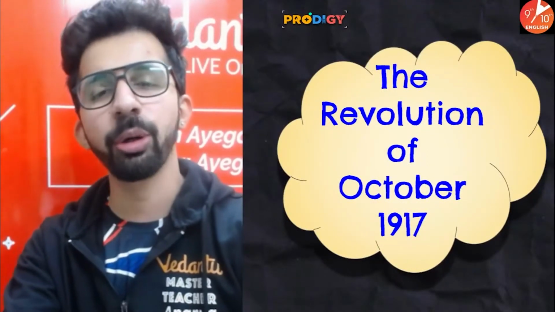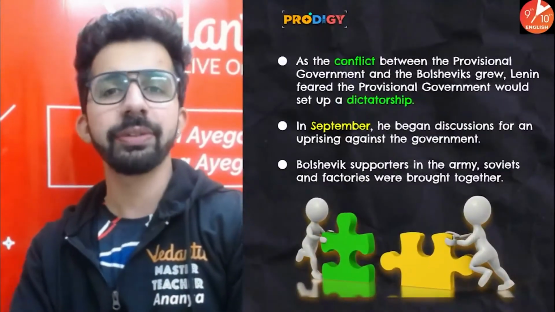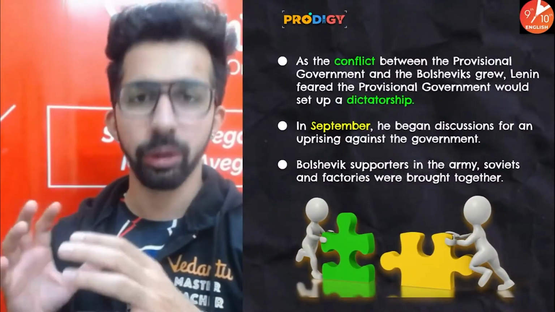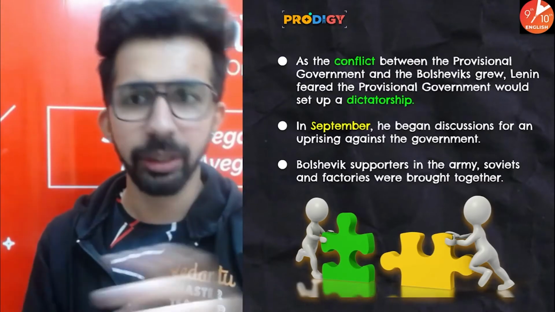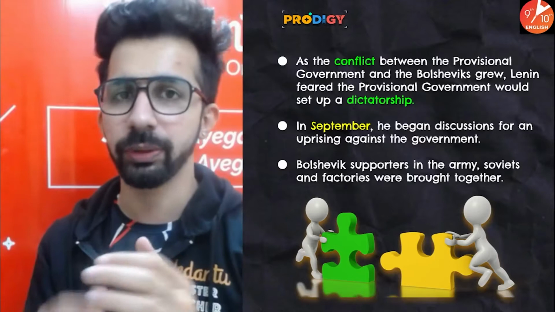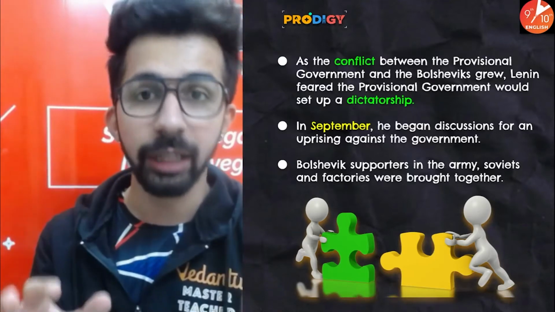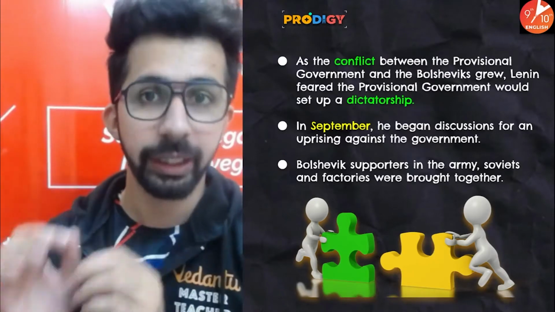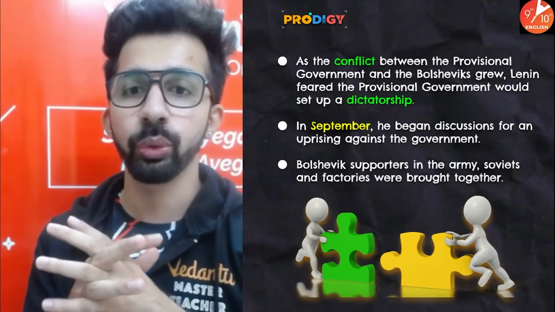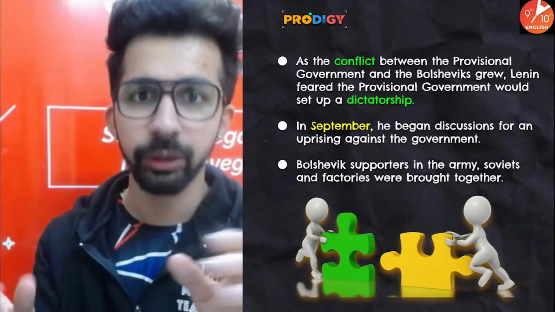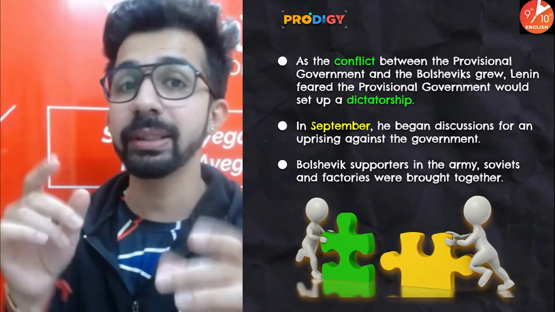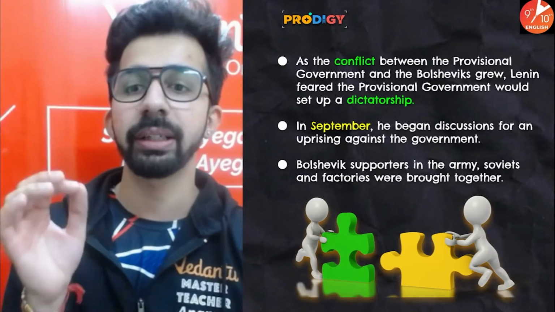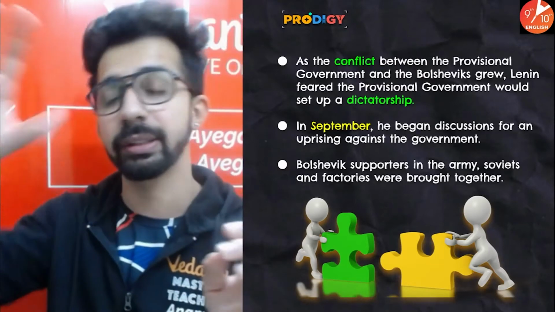So guys, let's talk about the October Revolution of 1917. As we know, this revolution was between the Bolsheviks and the provisional government. As the conflicts between the provisional government and the Bolsheviks grew, Lenin feared that the provisional government would become a dictator. So to stop this, in September 1917, Lenin, that is the Bolsheviks, began discussion for an uprising against the government.